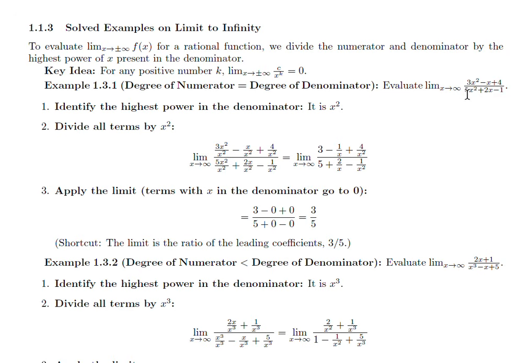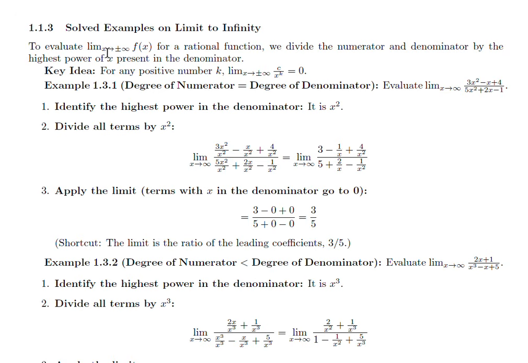In this example, we're told to evaluate this function, 3x squared minus x plus 4 all over 5x squared plus 2x minus 1, as x tends to infinity. Now, in this case, we identify the highest power of x in our denominator, which is x squared, appearing with 5x squared. So we'll divide both the numerator and denominator by that x squared.